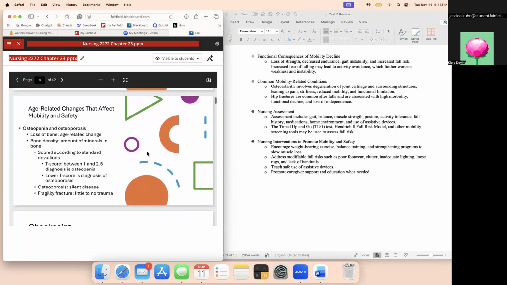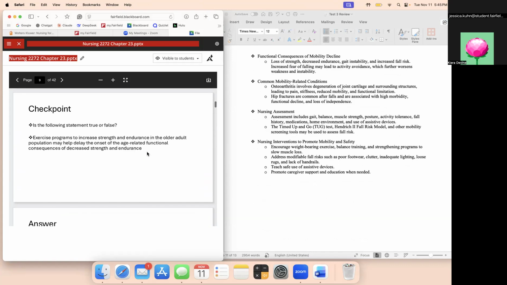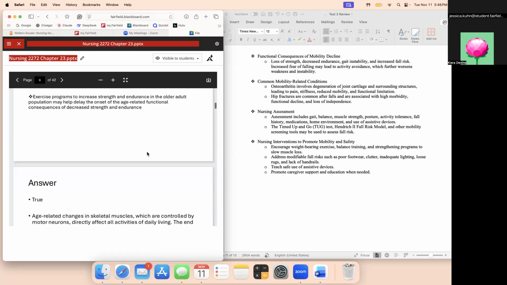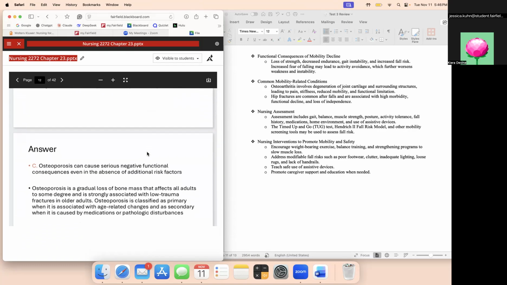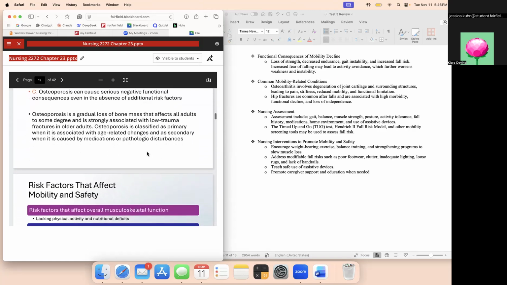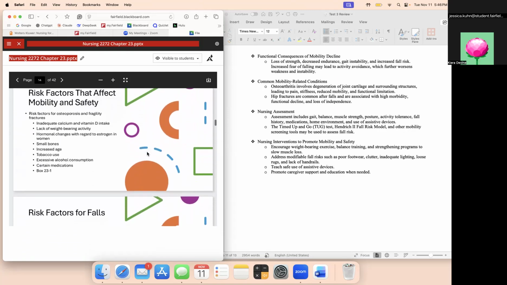I think we covered all of this stuff. Looks like the checkpoint question is about exercise programs to increase strength helping delay the onset of age-related functional consequences. The answer to that is yes. Osteoporosis can cause serious negative functional consequences, even in the absence of additional risk factors. We covered a lot of this stuff.